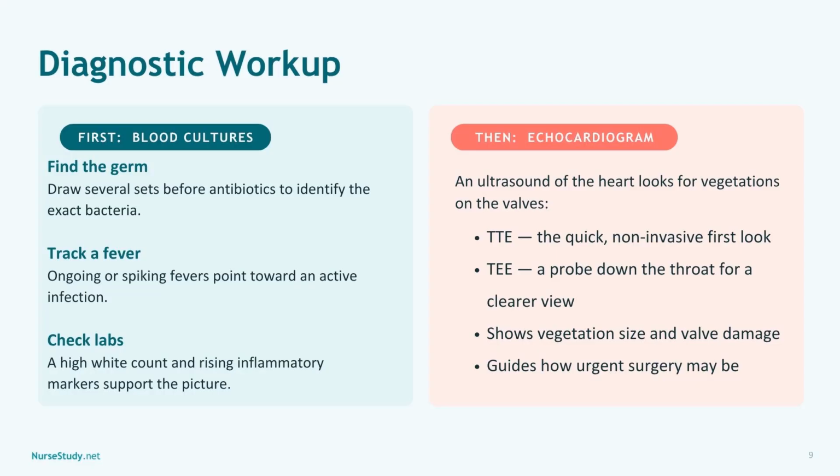There are two kinds, the TTE, which is the quick, non-invasive first look, and the TEE, where a probe goes down the throat for a much clearer picture. The echo tells us how big the vegetation is and how much damage there is, and that helps the team decide whether surgery is needed. Cultures first, then the echo. Easy to remember.